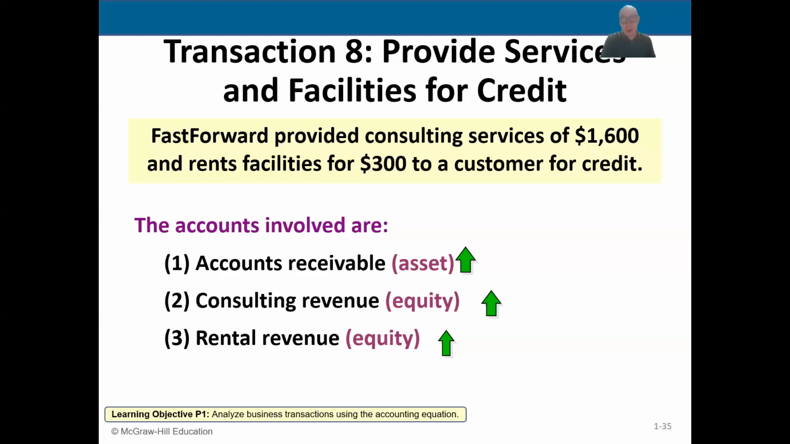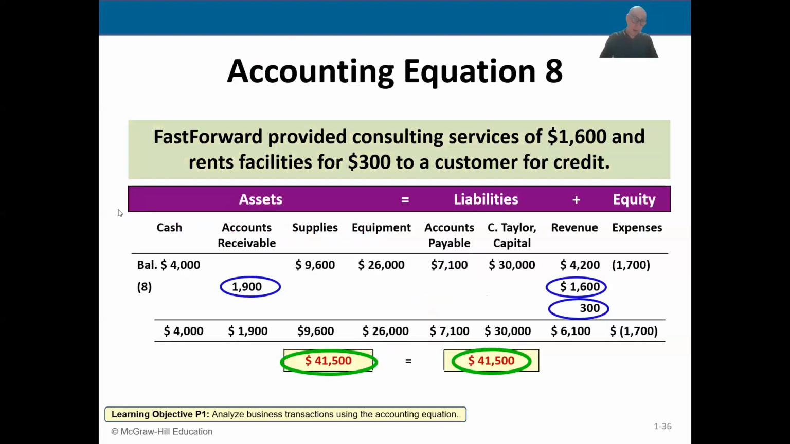They owe me. So I increase what's called accounts receivable. I debit accounts receivable, which is an asset account. I credit consulting revenue and rental revenue. Okay, both revenue accounts, those are equity accounts. So it looks like this. Debit accounts receivable, $1,900. Credit consulting revenue, $1,600. Credit rental revenue, $300. Accounting equation still in balance.